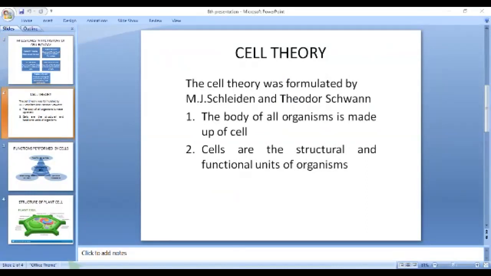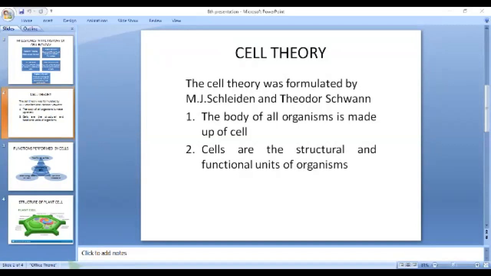First point: the body of all organisms is made up of cells. You should understand that we have said a plant body is made up of cells, and an animal body is made up of cells. Apart from plants and animals, there are microorganisms in our world too. So the body of all organisms is made up of cells. Then the second point: cells are the structural and functional units of organisms.